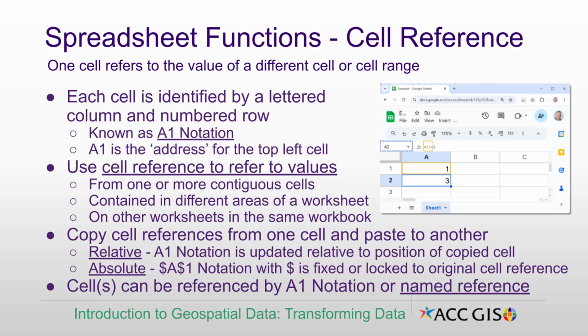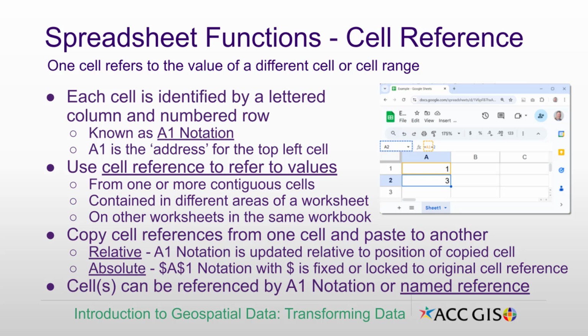So we use cell reference to refer to values, and we can do it for one cell, as you see in the example on the right, in the function, which begins with an equals sign in the function bar you see there, A1 plus 2. In this case, we're referring to one cell, A1, and then we're adding the value 2 to it to result in 3.